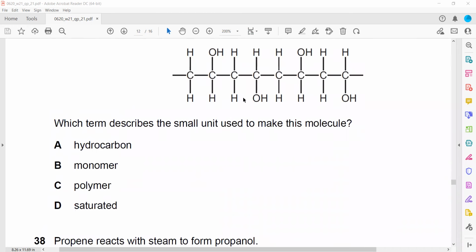So this is the polymer, but in the question they're asking for a small unit to make this molecule. The small unit is called a monomer. They're not asking about this specific structure. They're saying which structure combined to form this.